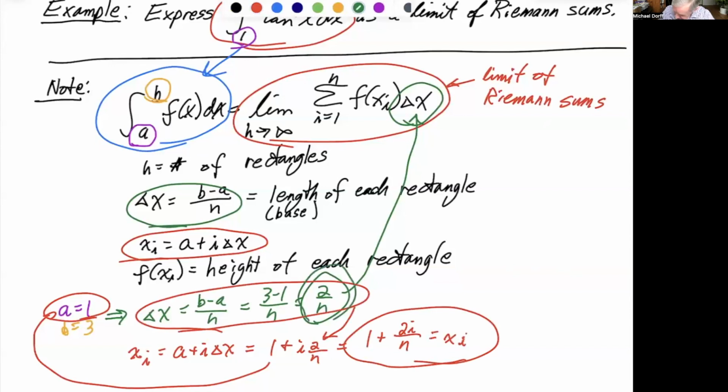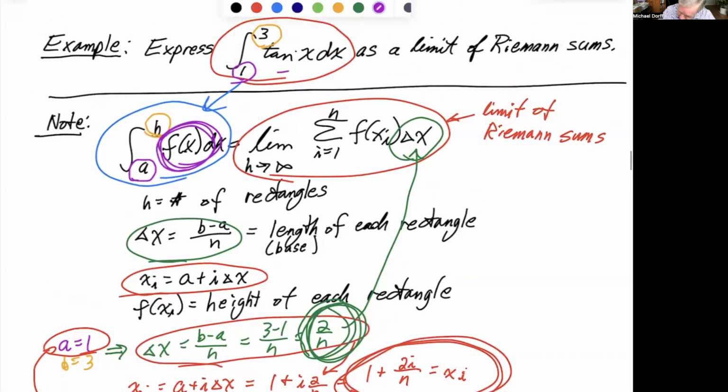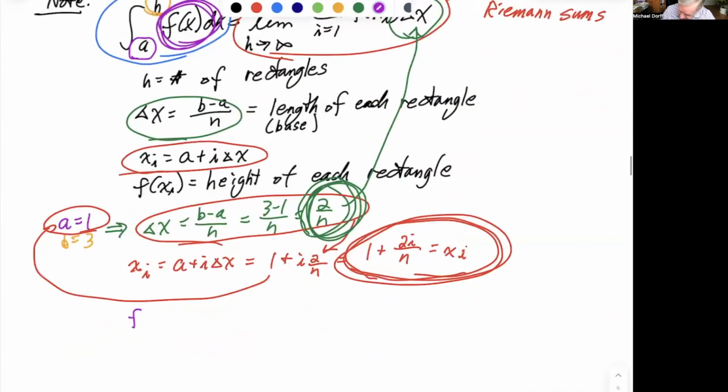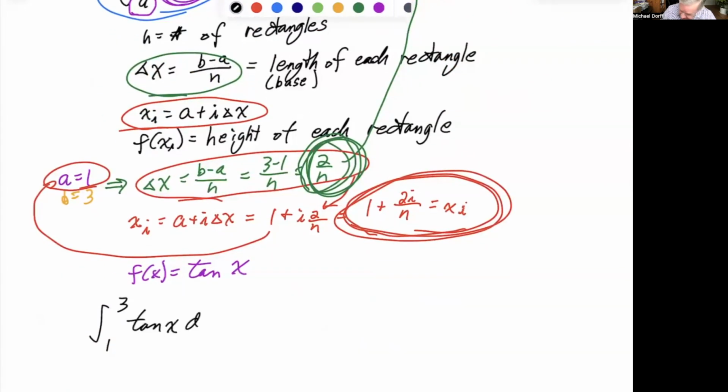Again, here's our delta x. And now we have our x sub i. And we just have to figure out what f is. Well, here is f. So I look at my original problem. That's tangent x, so f of x equals tan x. So putting these all together, my original problem was the integral from 1 to 3 of tan x dx.